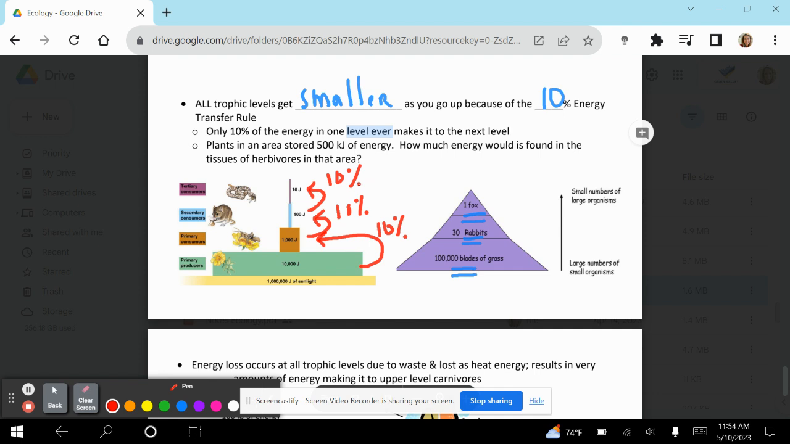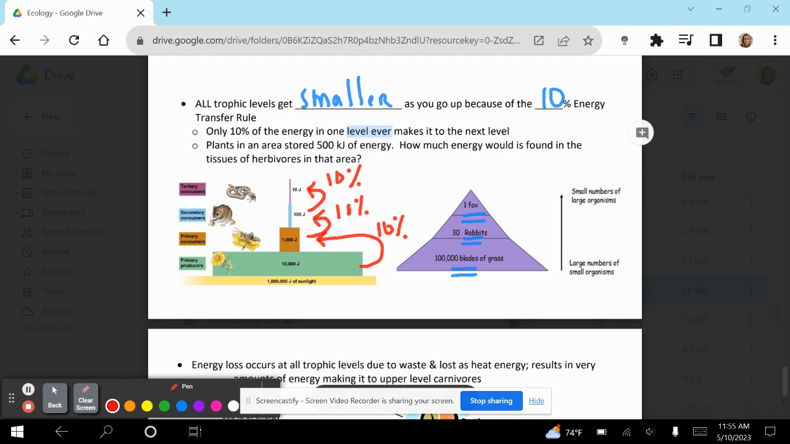Now, if you think about your upper level carnivores, like your wolves, your bears, your eagles, those don't die because something is killing them. Those organisms die because they can't find enough food. Because if you think about it, there's just not a lot of energy making it to those upper level carnivores. So their population is really controlled not by predators, but by the availability of food.